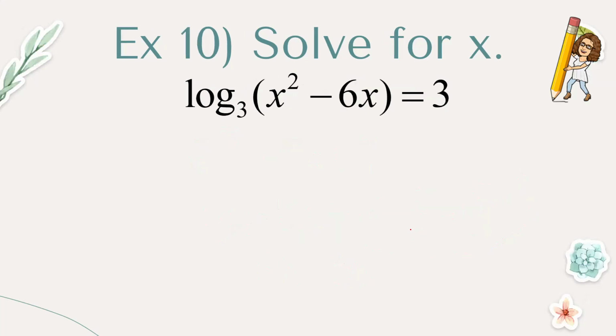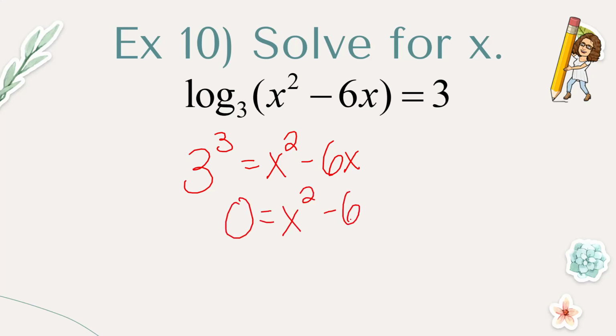And for our final problem of the video. So again, log is alone. Convert here. 3 cubed equals x squared minus 6x. 3 cubed I know is 27. And I'm also going to move it to the other side. Double work here.